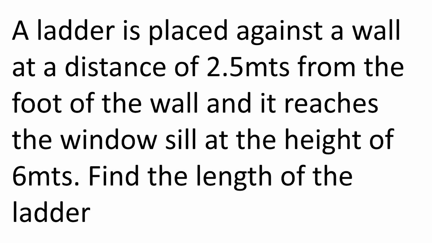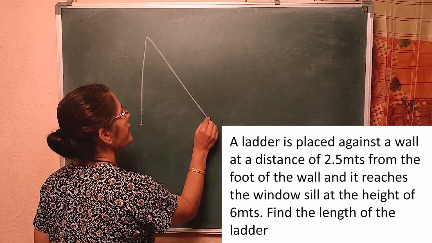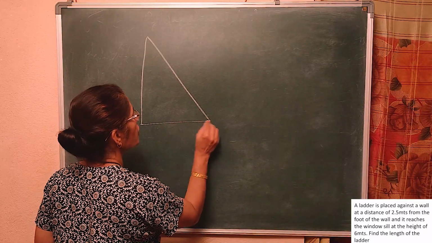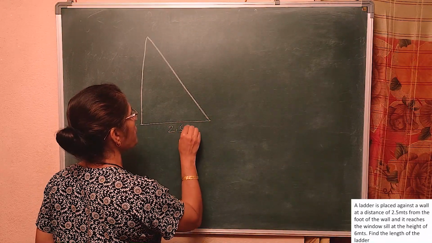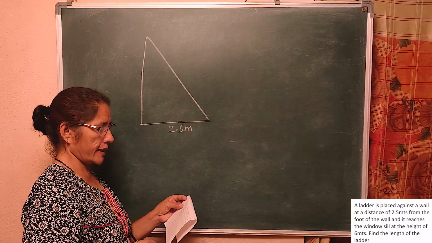A ladder is placed against a wall. The wall is straight, and the ladder should be like this. A ladder is placed against a wall and its foot is at a distance of 2.5 meters from the wall. See, this is the foot of the wall, this is the foot of the ladder. So this is 2.5 meters from the wall, right?